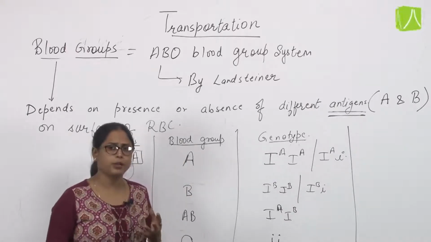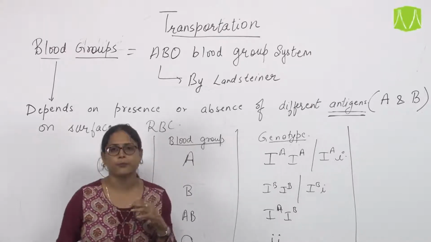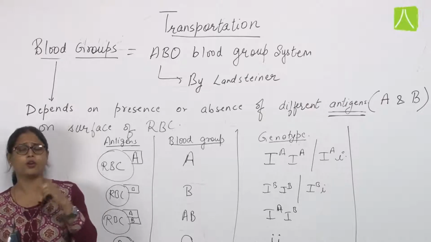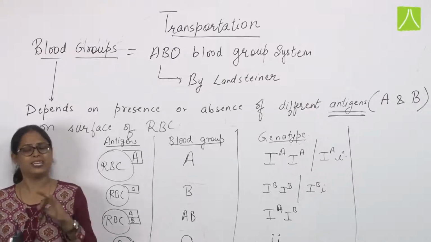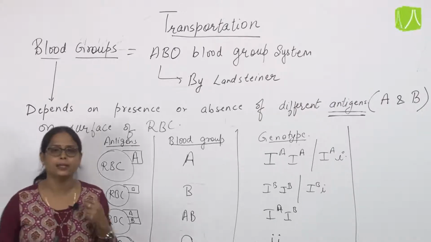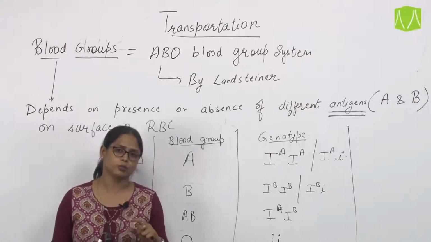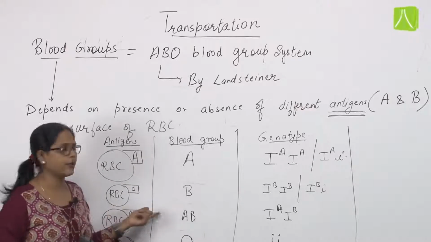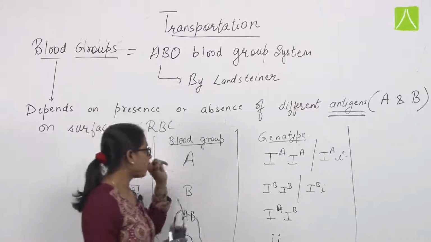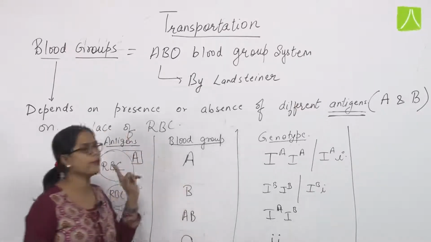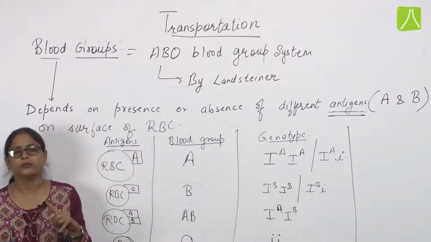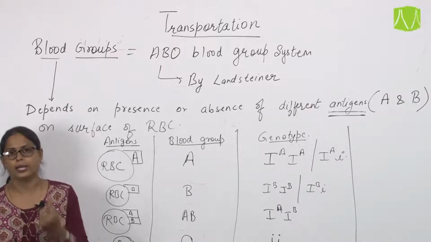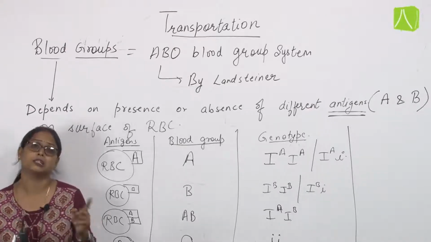For example, if I have blood group A, that means I have blood group A antigen. So my body should not contain any antibody which will work against A antigen. But my immune system will synthesize antibodies against another type of antigen, that is B antigen. So always remember, the person having blood group A will not have the antibody against A antigen, but will have the antibody against B antigen.